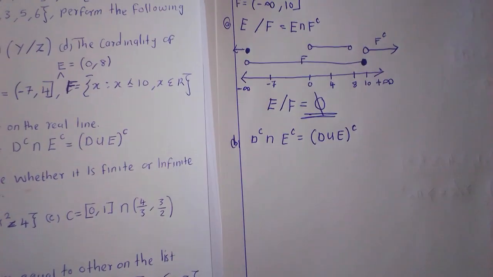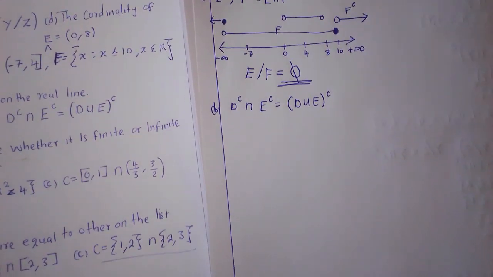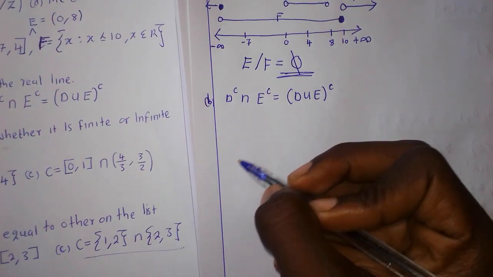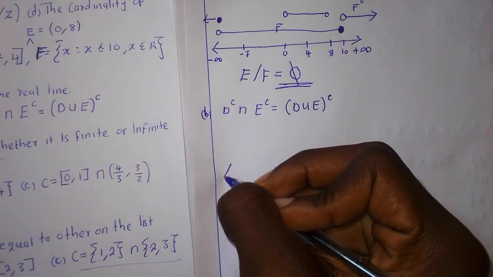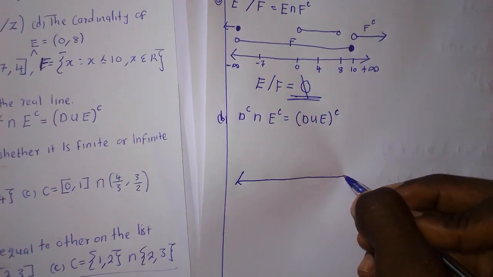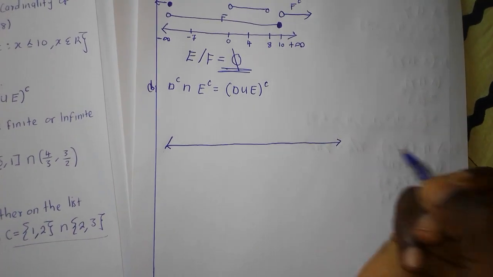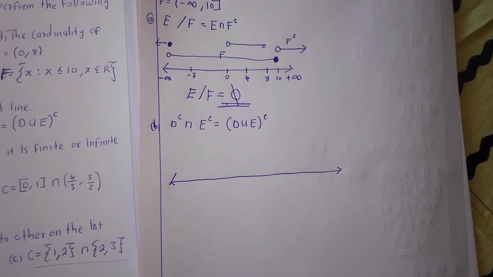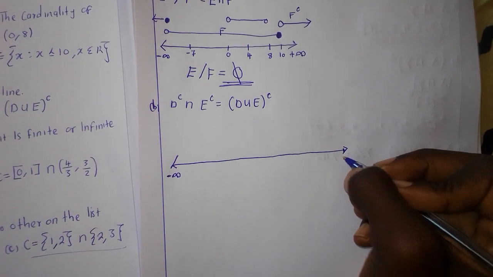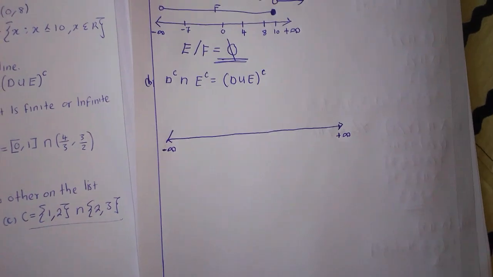They want us to prove that this particular statement holds, and the best way to prove it is by using De Morgan's law or De Morgan's theorem. So I'm going to use the first concept. I'm going to draw a line of this kind, a very simple line. Then I'm going to label this from negative infinity to positive infinity, like this.